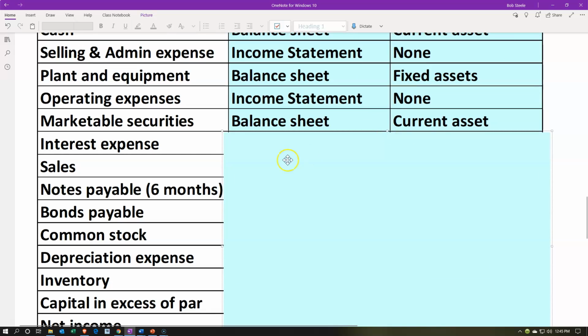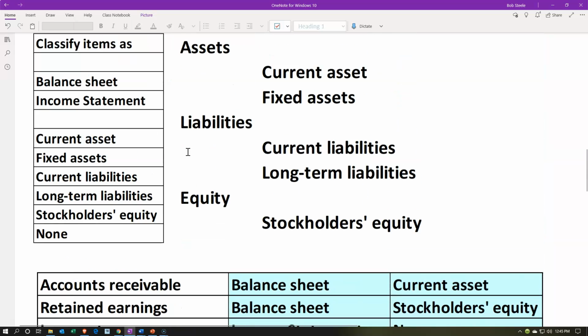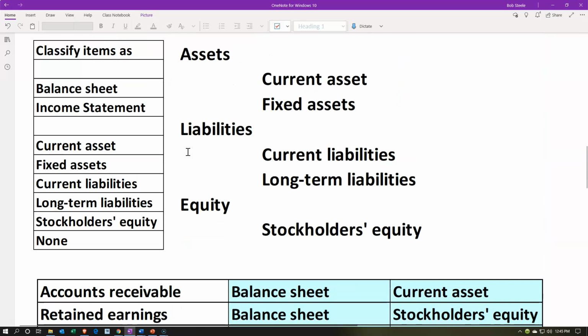Then we have the interest expense. So this is an account, and it's an expense account. Therefore, is it going to be an asset, liability, equity, income, or expense account, or is it on the income statement or balance sheet? It's going to be an income statement account because it's an expense. The income statement has revenue and expense accounts.